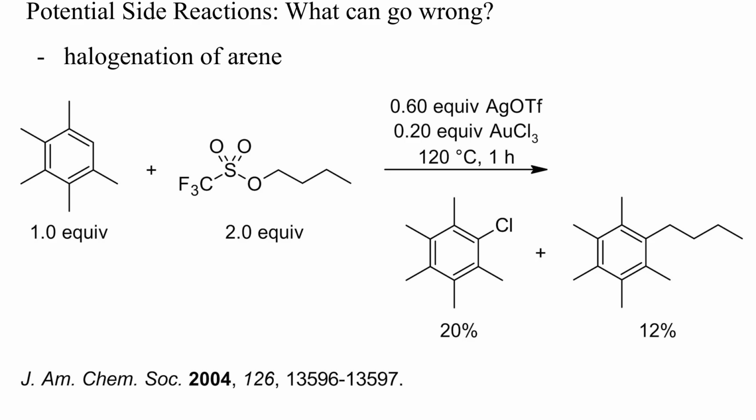Oxidants can also activate halides and lead to halogenated arenes as byproducts. Here, gold trichloride catalysis led to a chlorinated benzene as the main product instead of the expected butyl arene.